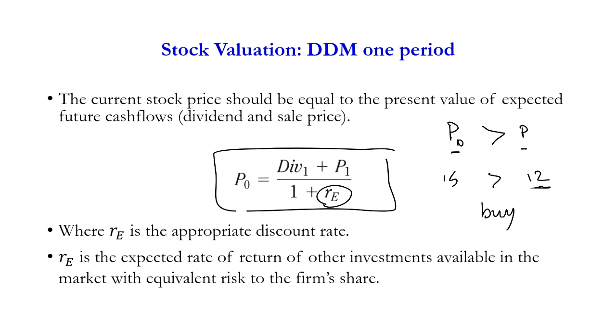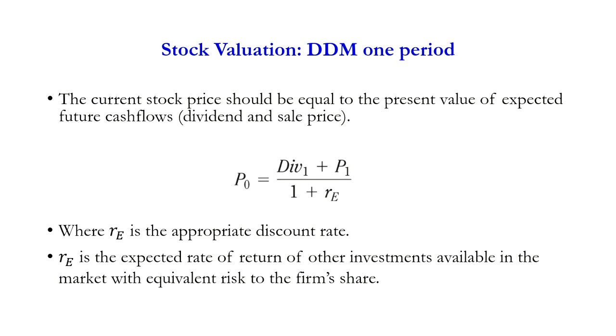We should buy this stock because it is currently undervalued in the market. It's cheaper than it should be. On the other hand, if P0 is smaller than small p, the observed price in the market, let's say we still have 15 but the observed price in the market is 20, we should sell this stock because it is expensive, or overvalued.